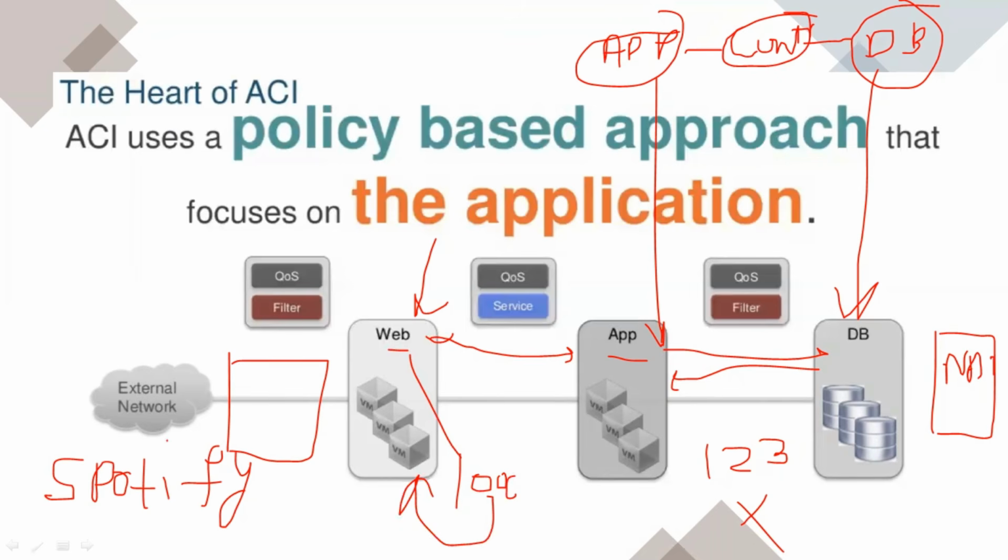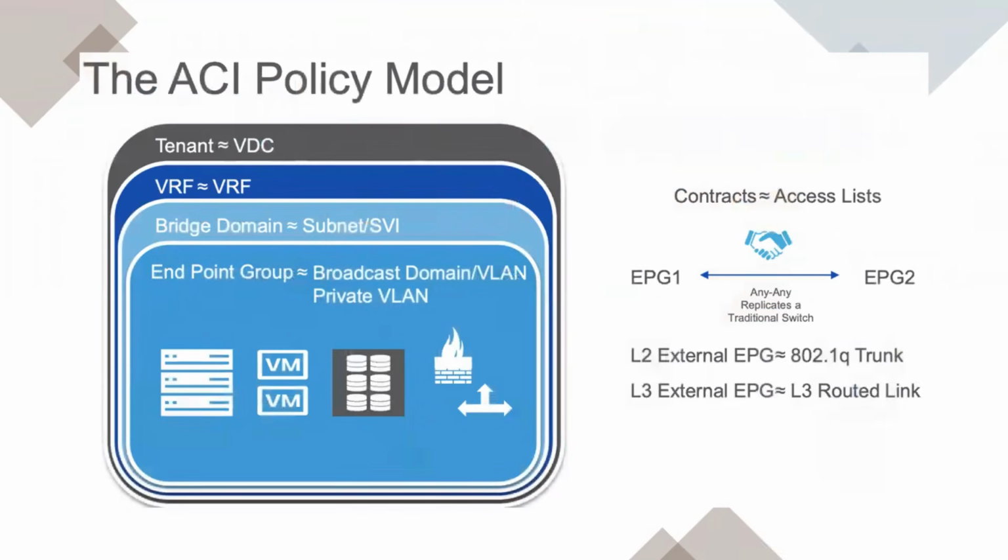See, it will be more clear once we do the practical. I know in the theory part it is very difficult for me to tell you this, but that's how this ACI policy model is. So the ACI policy model is basically tenant, VRF, bridge domain, and EPG. Tenant is nothing but the VDC, virtual device context. VRF is VRF. Bridge domain is near about an SVI. Endpoint group is the broadcast domain or the private VLAN. We will definitely discuss what that is.